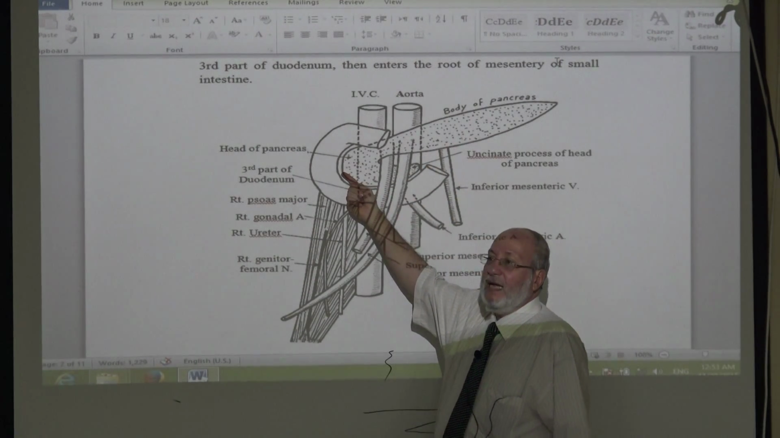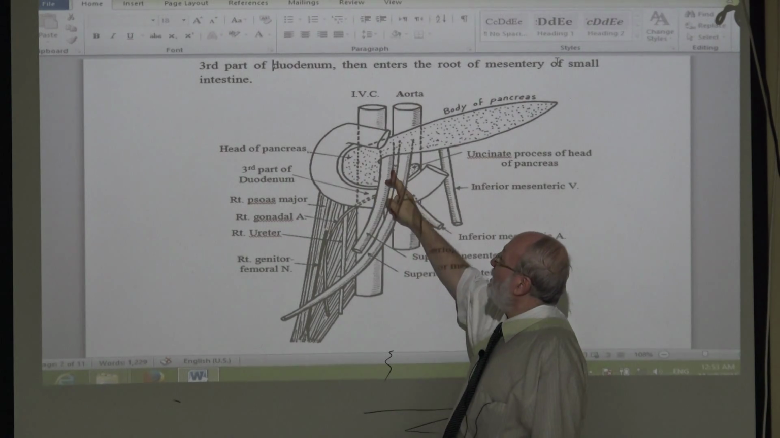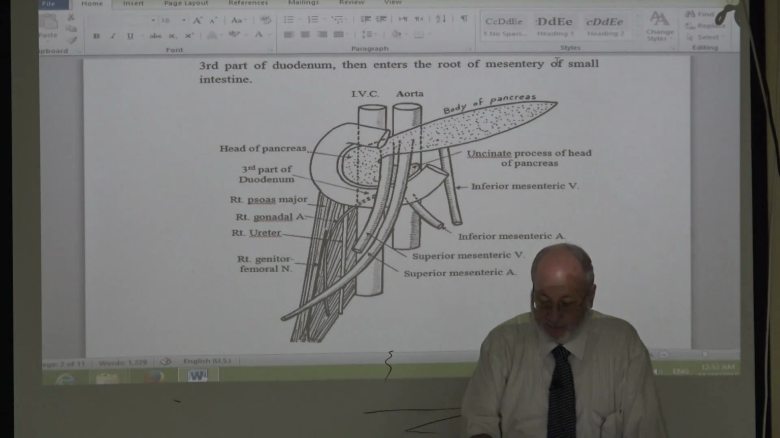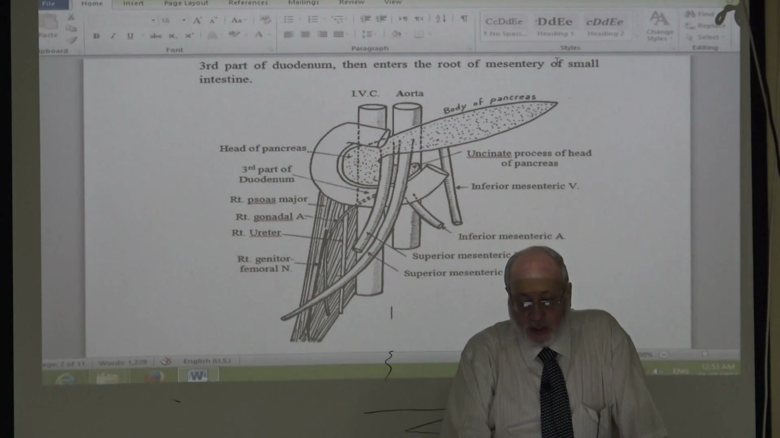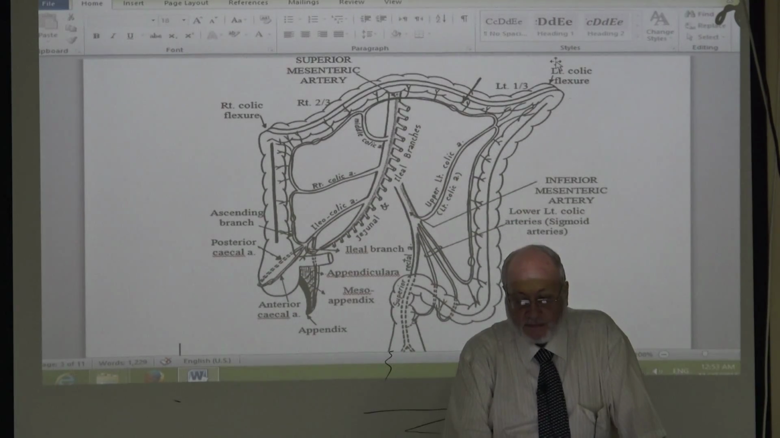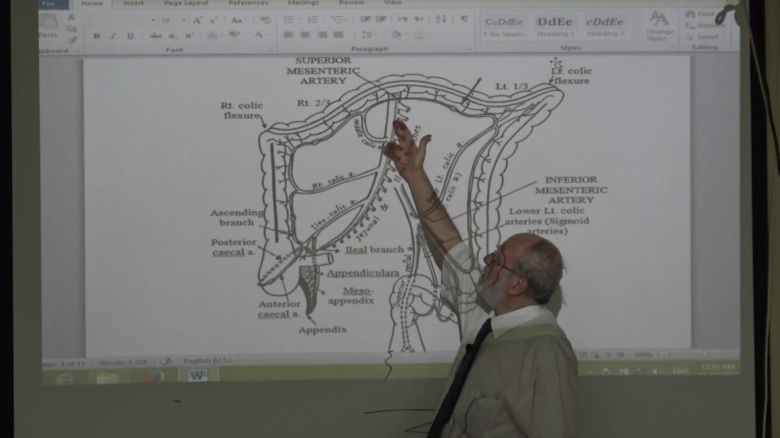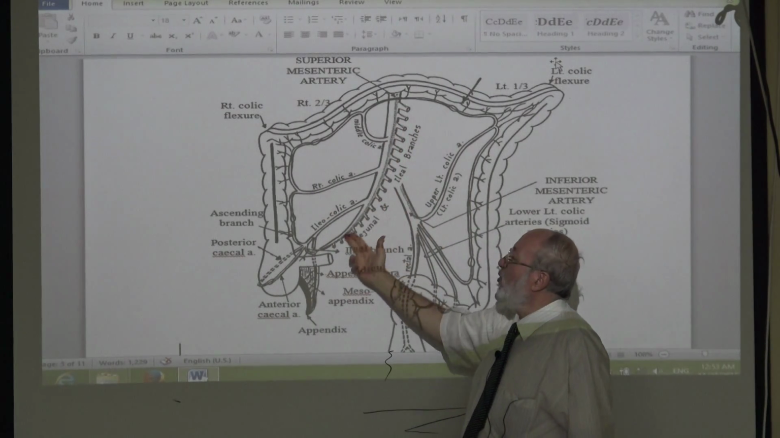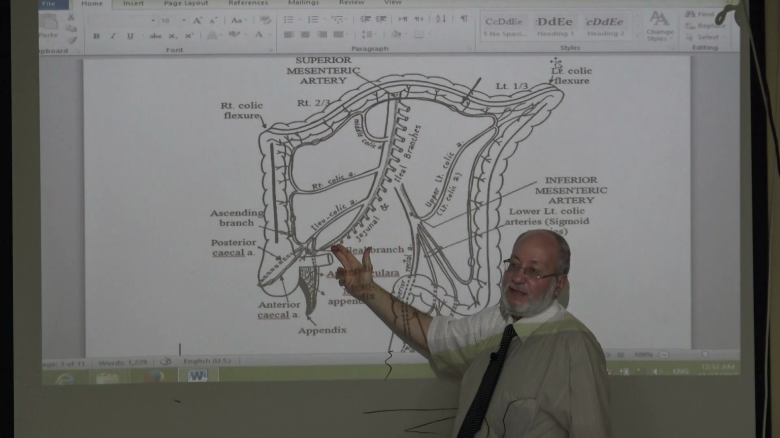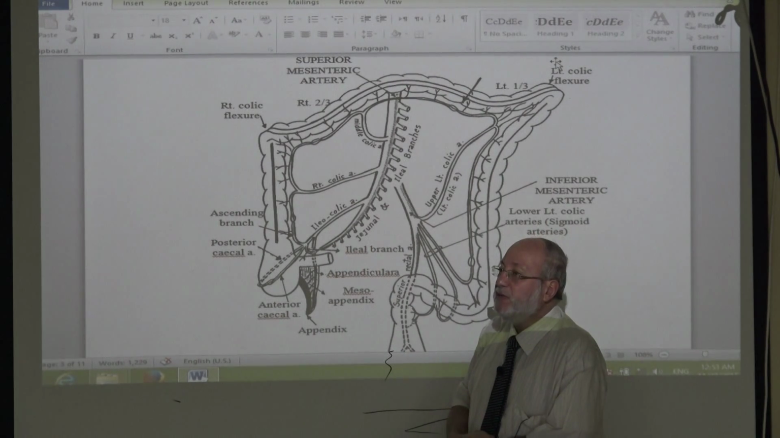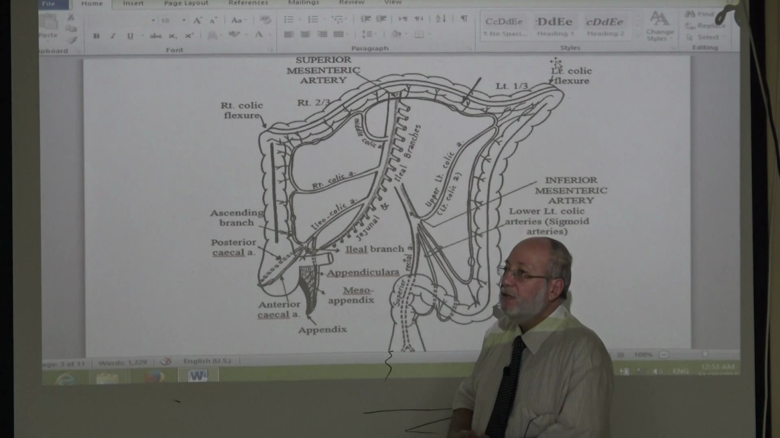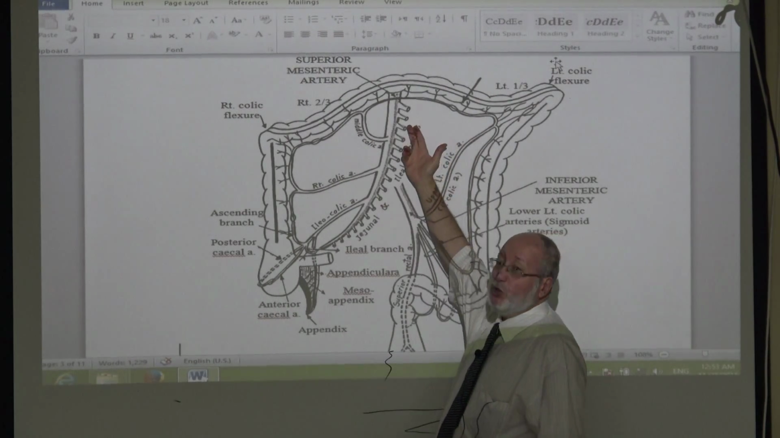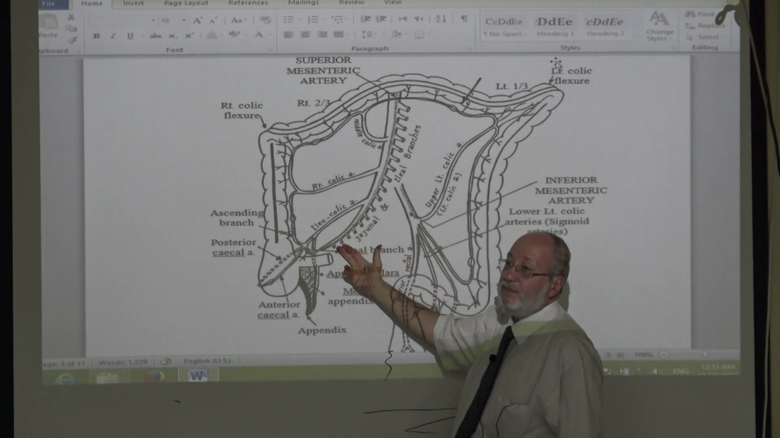Inferior pancreaticoduodenal artery. The first branch that arises here is the inferior pancreaticoduodenal. Then, after the duodenum and the pancreas, the superior mesenteric artery runs in the root of the mesentery of the small intestine. Therefore, the superior mesenteric artery should supply the mobile part of the small intestine, which is the jejunum and the ileum.